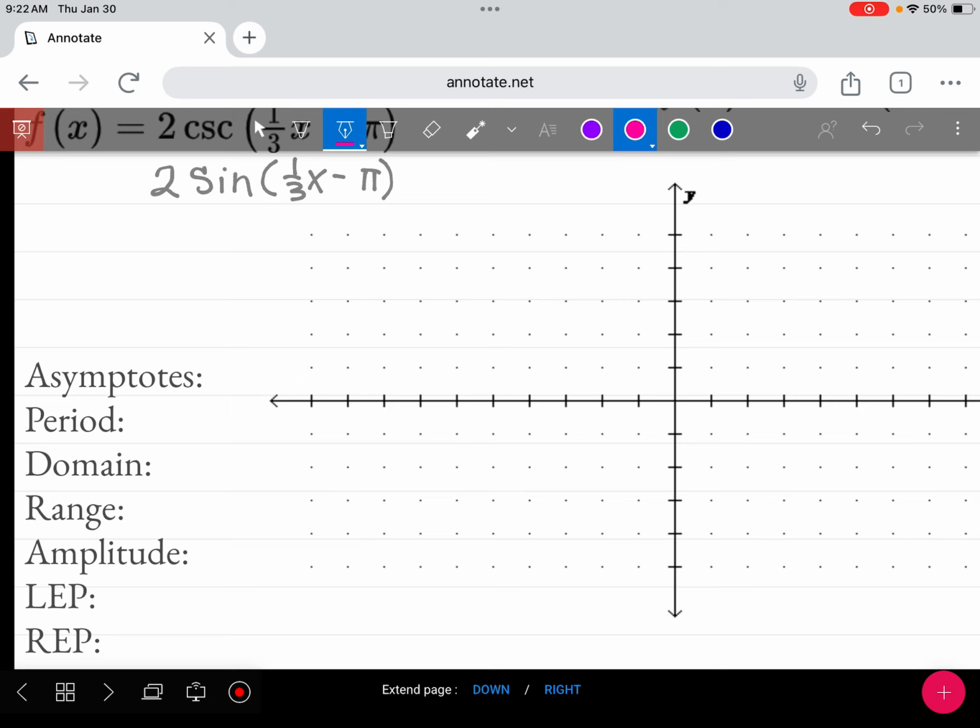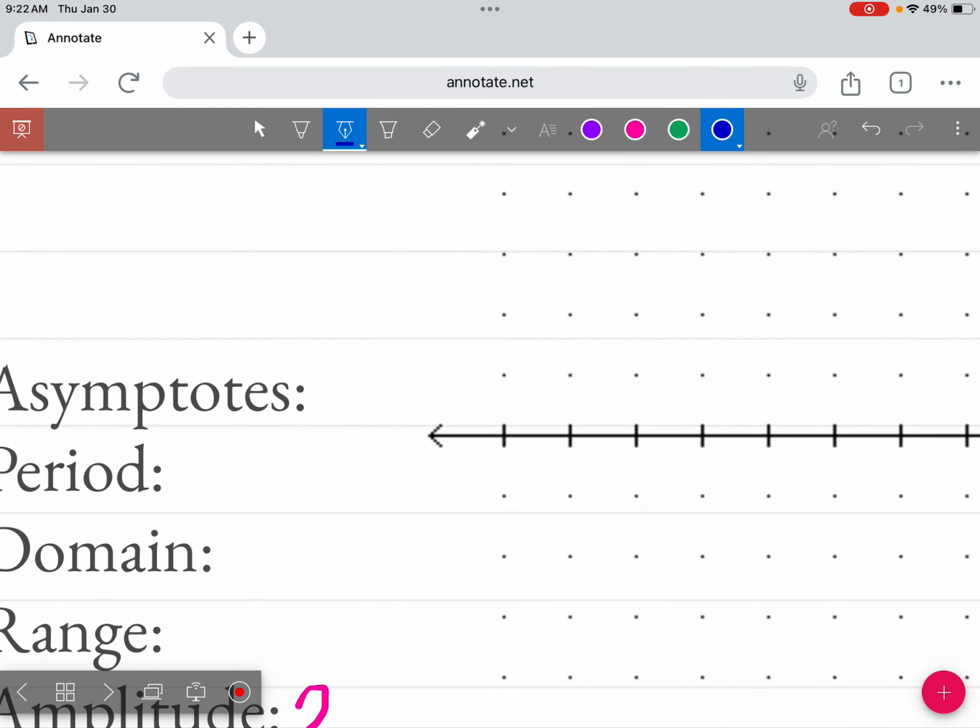What is our amplitude? 2. It's that number in front. Still the amplitude for cosecant. How do we find the period? 2 pi over 1/3. We take it over the b. So what is the period length on this one? 6 pi.